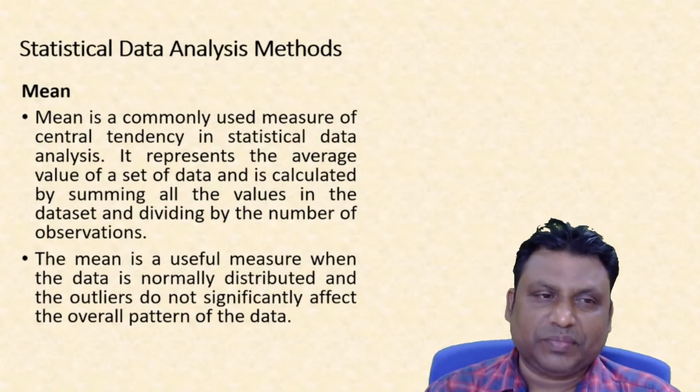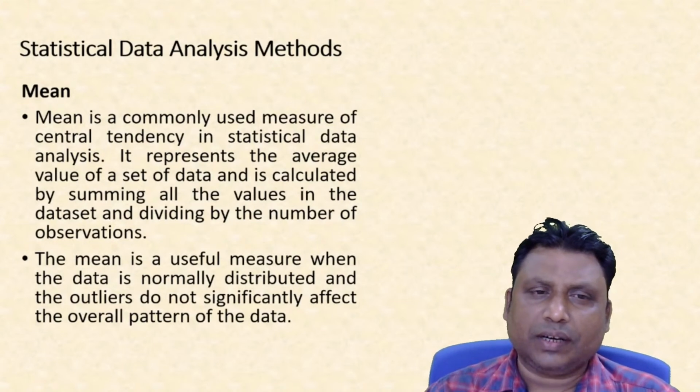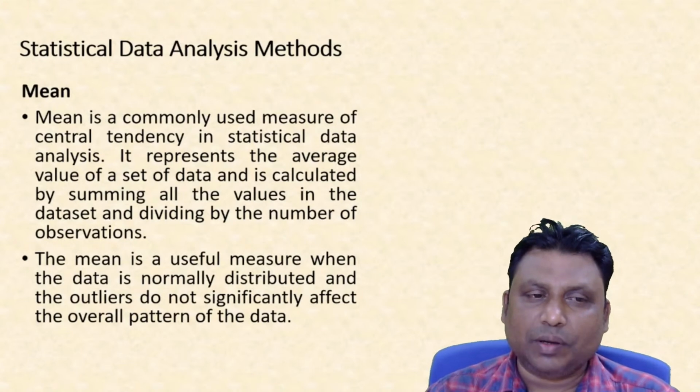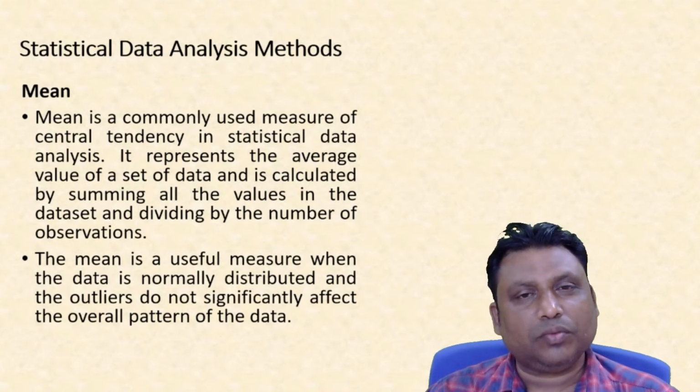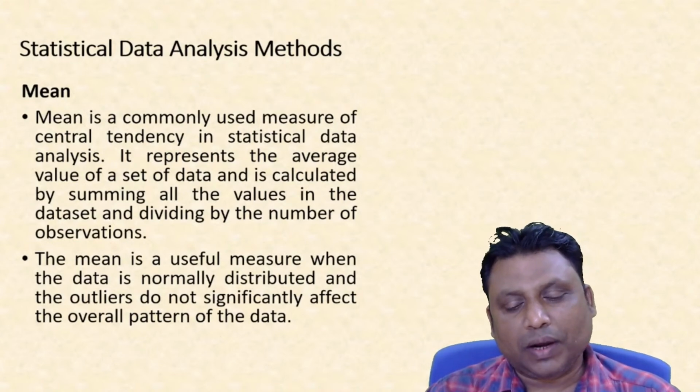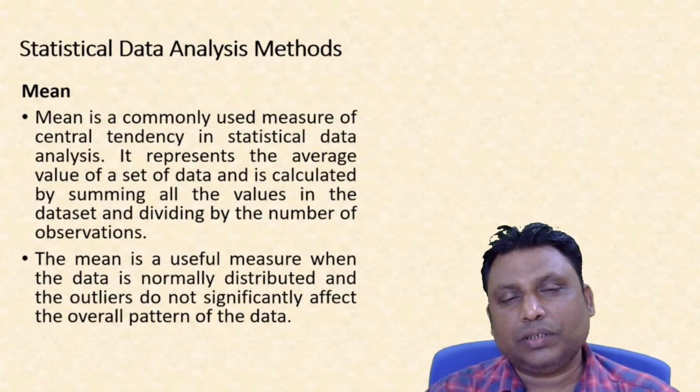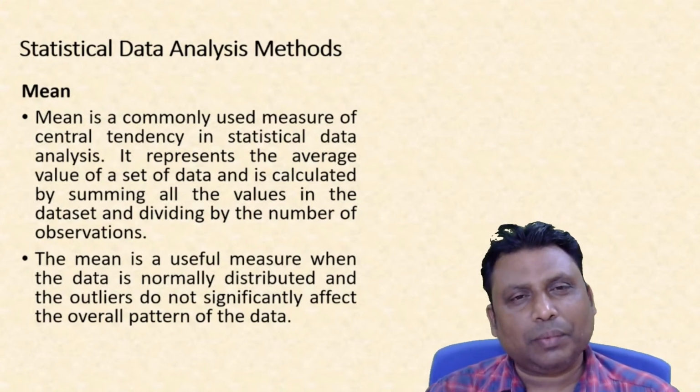Now, what methods do we take in statistical analysis? First one is the mean. Mean is a commonly used measure of central tendency in statistical data analysis. It represents the average value of a data set and is calculated by summing all the values in the data set and dividing by the number of observations. Suppose the values are 1, 2, 3, 4, 5, 6, 7, 8, 9, 10. What is the mean value? You add them up and divide by the number of items. Suppose you find the mean of 3 and 2: 3 plus 2 divided by 2. This is the average value, or not?